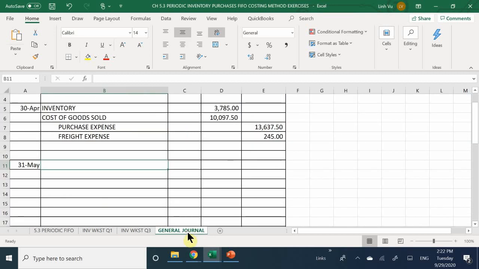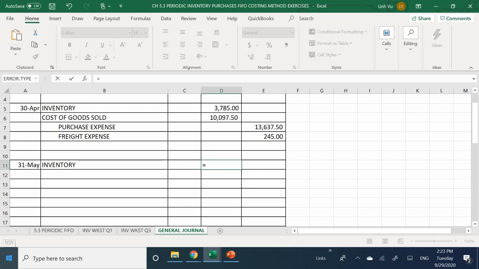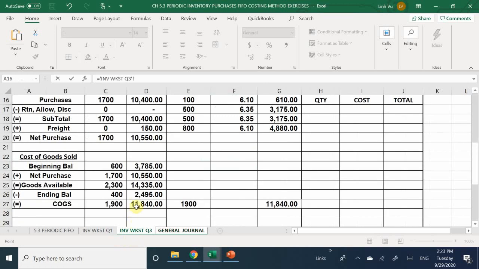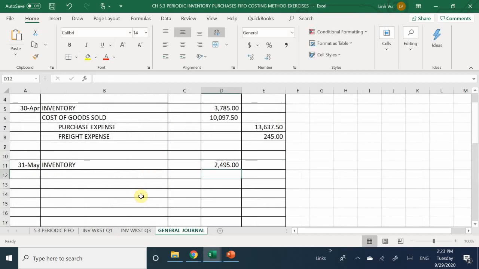Is this also inventory? Well, the date of May 31st. Inventory. Good. We're recognizing that we're converting to inventory. And that would be the debit amount of the 2,495. Correct. Because that's how much inventory I have in my ending balance. This is how much I'm actually transferring in total. What is my second account going to be? That will again be the cost of goods sold. Good.